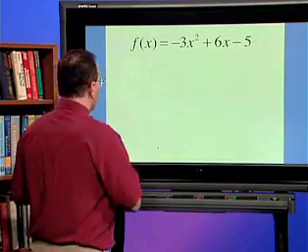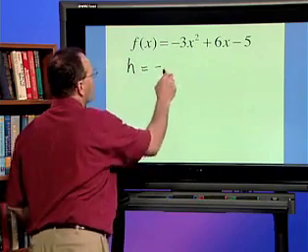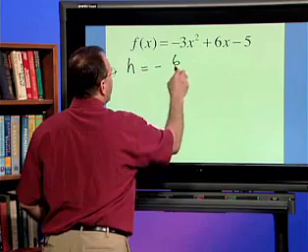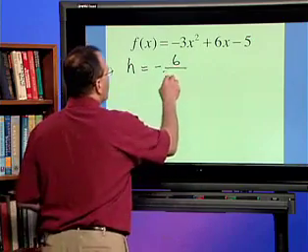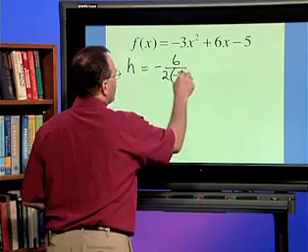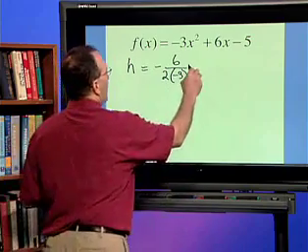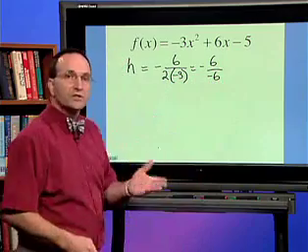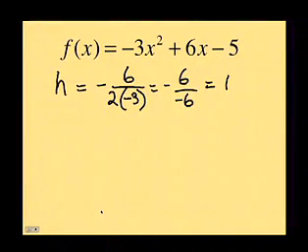The first thing we can find is h. And remember, h is equal to negative b over 2a. So that would be negative b, which is negative 6, over 2 times a, which is negative 3. So that's going to equal negative 6 over negative 6, which turns out to equal positive 1. So that's our h value.